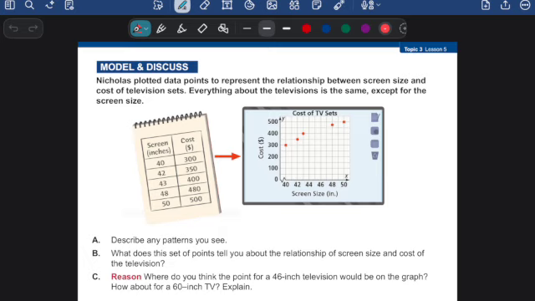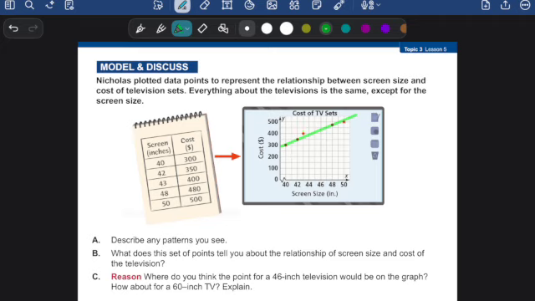Nicholas plotted data points to represent the relationship between screen size of a television set and the cost of that TV. Everything about the televisions is the same except for the screen size. And so we can see as the screen size increases, the cost is going to increase as well. If we were to make a rough estimate of those data points, we can see that it does fit approximately a linear relationship. We can make a straight line through those data points that covers most of the data points. I have 1 point above and 1 point below.